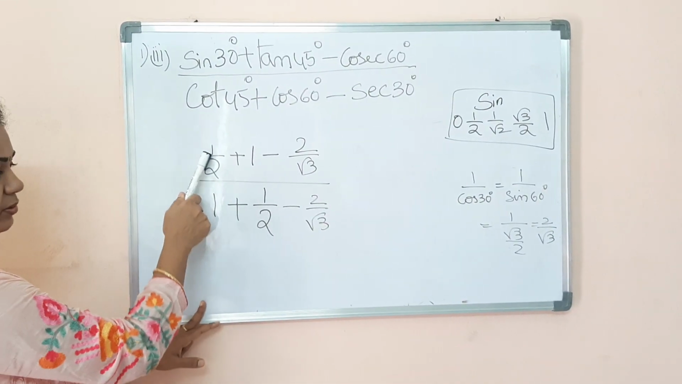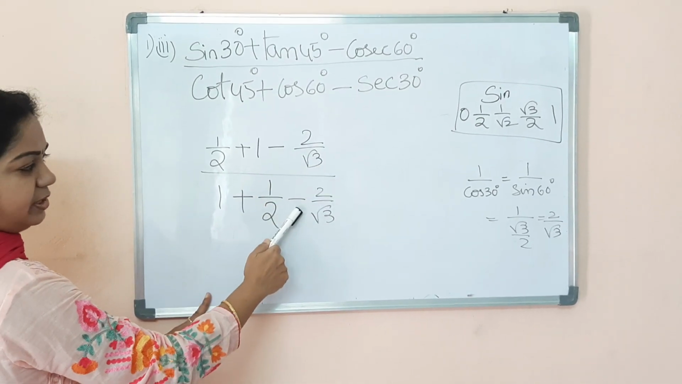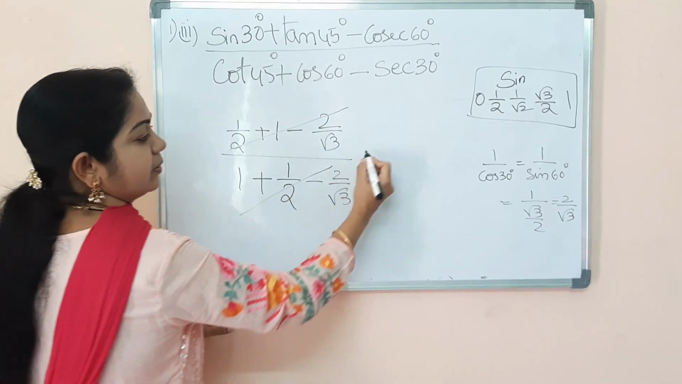This you can do in the rough part, 2 by root 3. So look here, all the values are the same. Minus 2 by root 3, minus 2 by root 3, half, 1. So we can simply cancel it. We get 1.